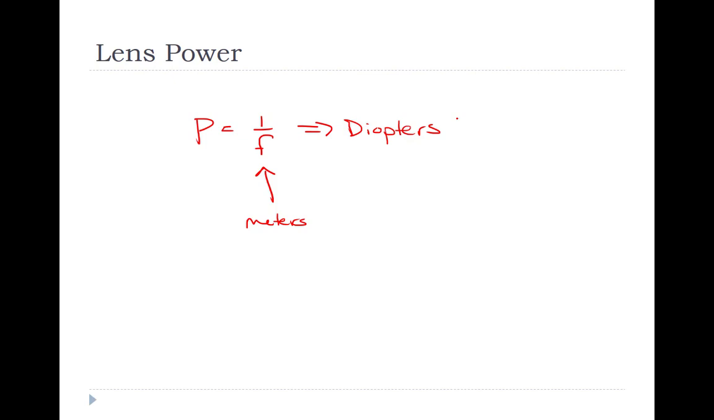Okay? If you think about this, as the focal length gets smaller, meaning that the light changes direction more quickly, and therefore the lens is changing the direction of the light more quickly, that implies that the power of the lens is bigger. It's having to make a bigger change. It's having to do more for your eye.